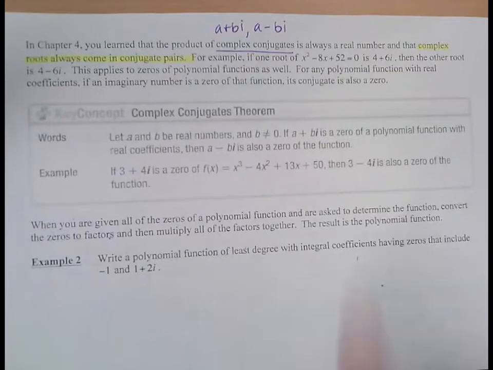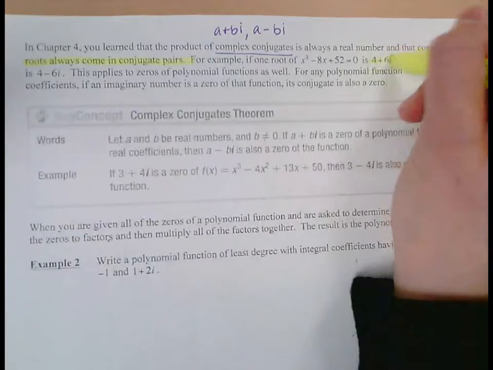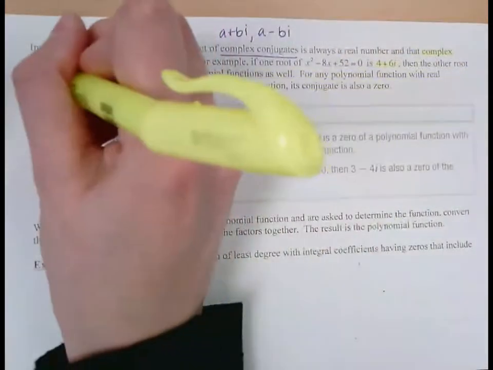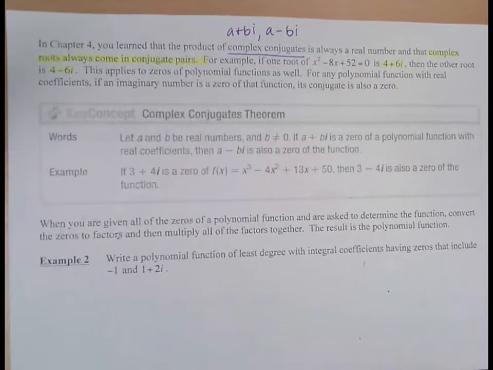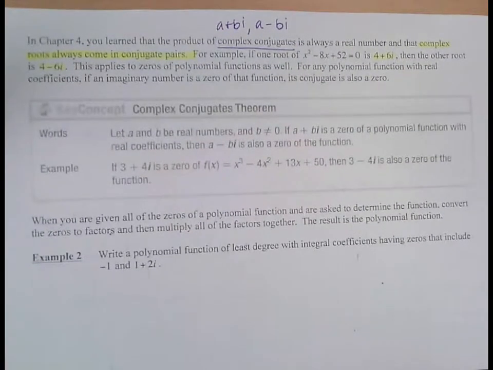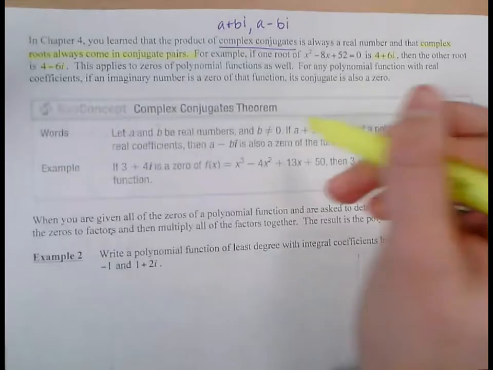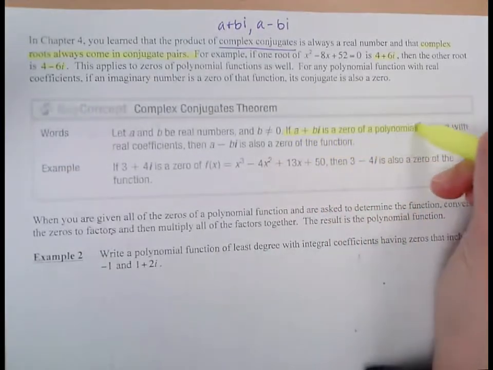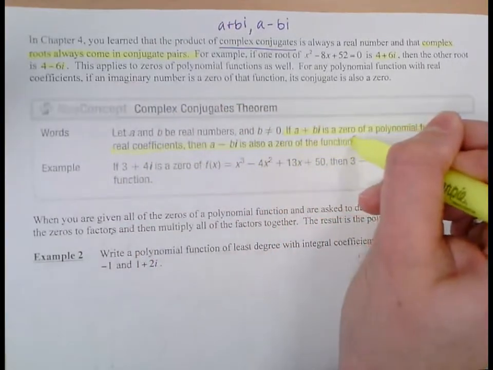So it does give another example. It gives a polynomial, and it says if one of the roots is 4 plus 6i, the other one would be 4 minus 6i. So they would occur in a pair. So this applies to all polynomial functions. If an imaginary solution is a 0, then the conjugate of that imaginary number is also a 0. And that's what's explained here. It says in the second sentence, if a plus b times i is a 0, then a minus b times i is also a 0.